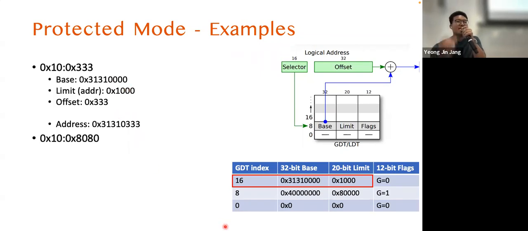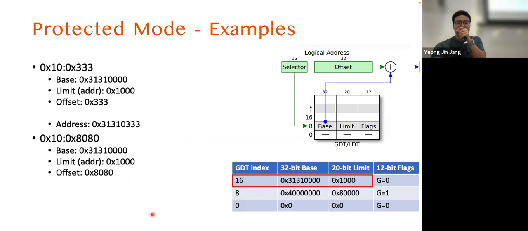But how about this access? Segment selector 10, then we will fetch the base address. But the limit is 0x1000, which is 4096. But it tries to access 8080, which is definitely over the limit. Then the offset is bigger than the limit, so the CPU will reject the access.